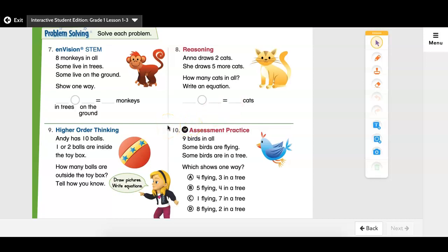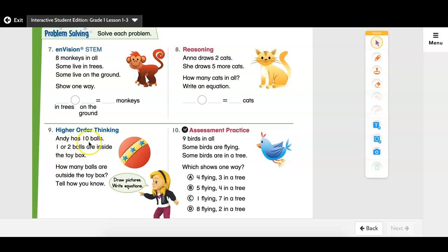Number 9 says Andy has 10 balls. 1 or 2 balls are inside of the toy box. Our question asks us, how many balls are outside of the toy box? So it wants you to write the equation for this question. So you could have 1 or 2 different answers because it tells us that either 1 or 2 balls are inside of the toy box.